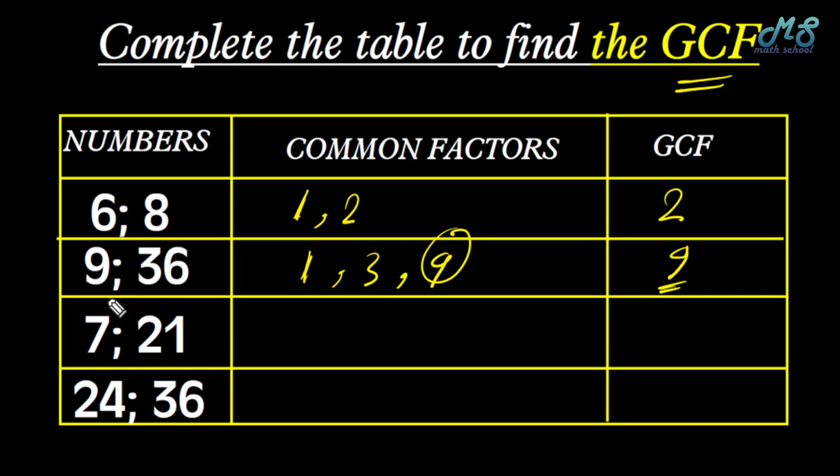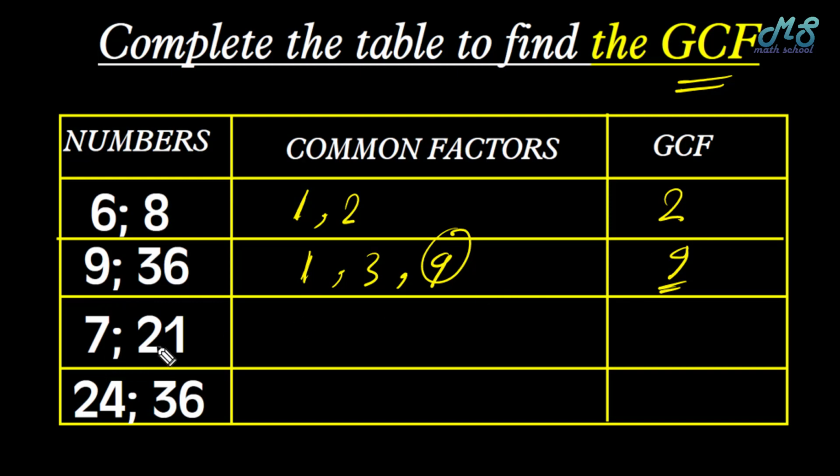But if we have two numbers, and the second number is divisible by the smaller one, the GCF is the smaller one. 36 divided by 9 equals 4. So we can deduce that the GCF, or the greatest common factor, of 9 and 36 is what, guys? Yes, it is 9.